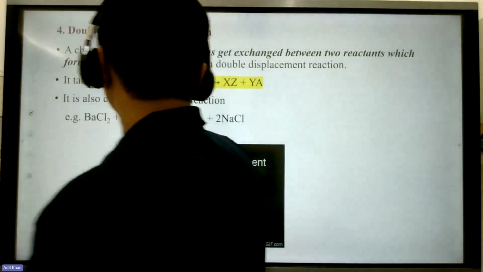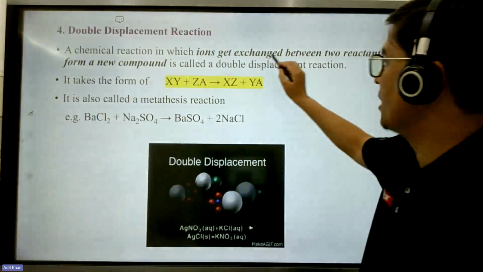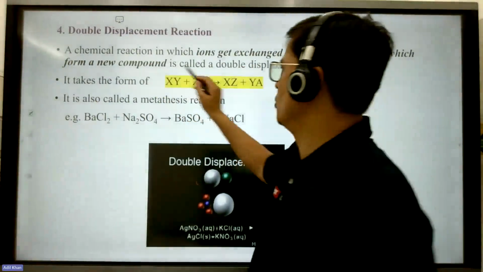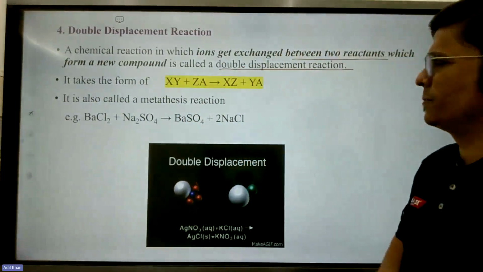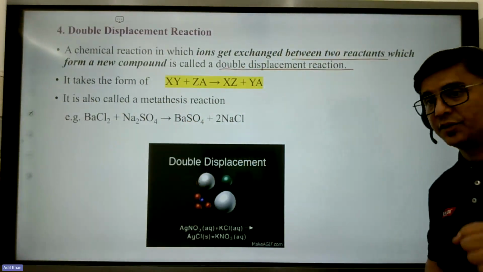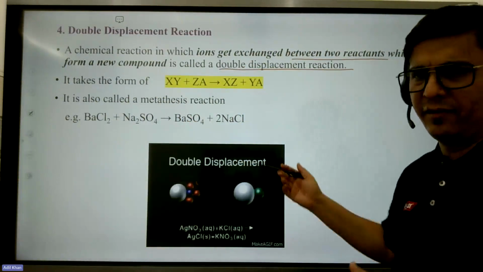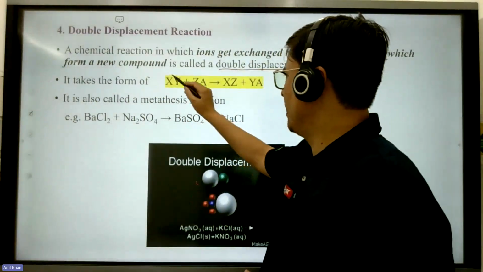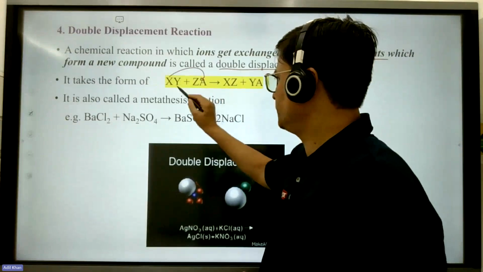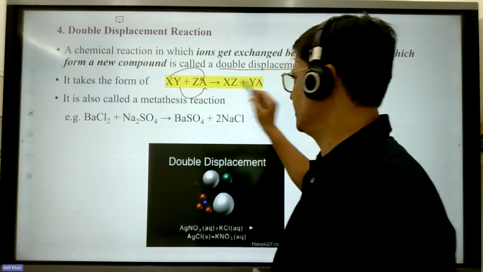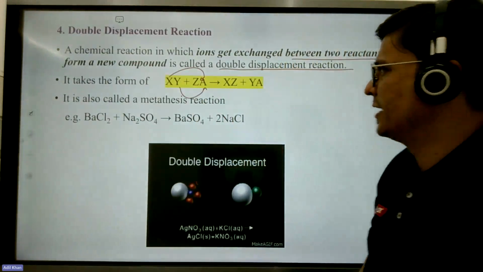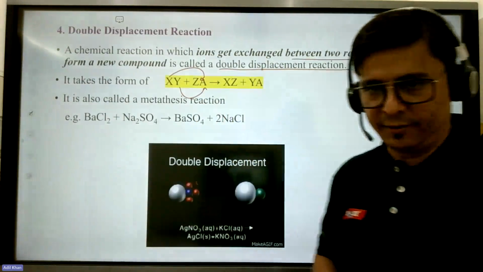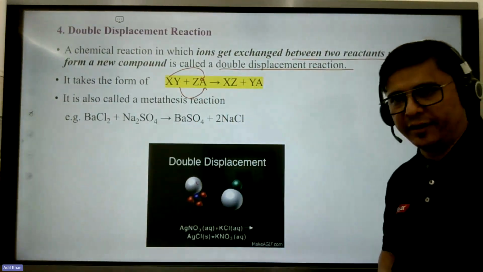A double displacement reaction is a chemical reaction in which ions get exchanged between the two reactants, which forms a new compound. So basically the reactions take place in ionic form. I will show that. For example, X, Y, Z, A. So X and Z react and Y and A react to form this. It is known as a metathesis reaction. What do you mean by metathesis? Find out that part. Less spoon feeding from here onwards.